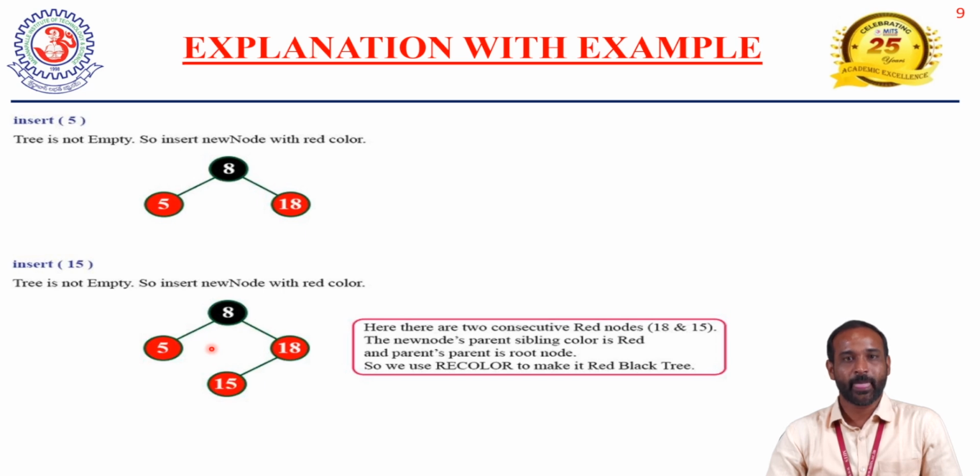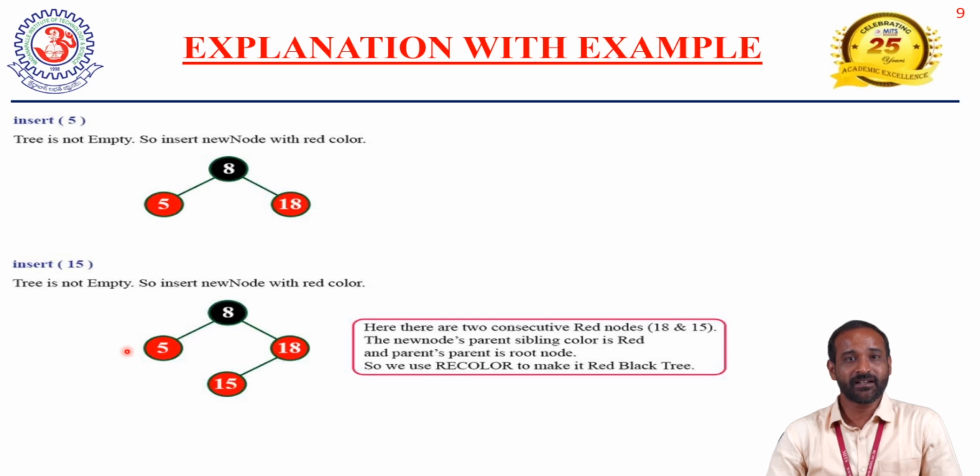So for that, what do we have to do? We have mentioned the condition also. Here there are two consecutive red nodes, 18 and 15. Which one is the new node here? 15 is the new node. The new node's parent is 18. The new node's parent sibling is 5, and its color is red.